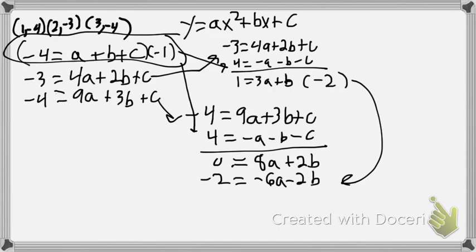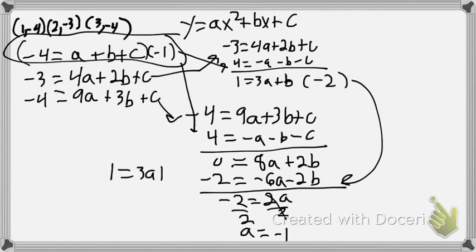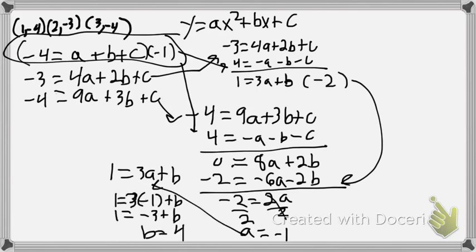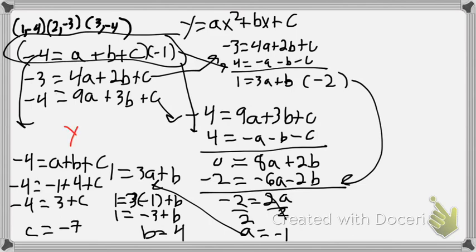So that's going to get rid of my b's, and I get negative 2 equals 2a, or a equals negative 1. Plug that negative 1 back into 1 equals 3a plus b, and I get b equals 4. Plug a equals negative 1 and b equals 4 into negative 4 equals a plus b plus c, and I get c equals negative 7. Now that I have a equals negative 1, I get y equals negative x squared. B equals 4, so it's plus 4x. C equals negative 7, so minus 7. So that right there in red, that's my equation.